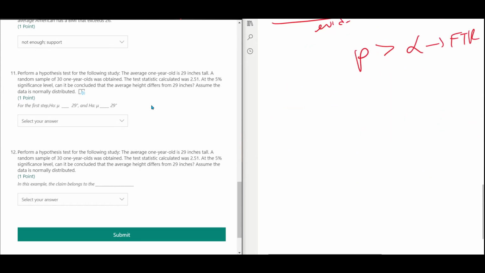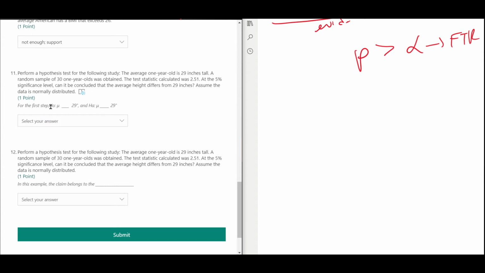All right, let's look at number 11. We're almost wrapping up here. Perform a hypothesis test for the following study. The average 1-year-old is 29 inches tall. A random sample of 31 1-year-olds was obtained. The test statistic was 2.51. At the 5% significance level, can it be concluded that the average height differs from 29 inches? Assume the data is normally distributed.